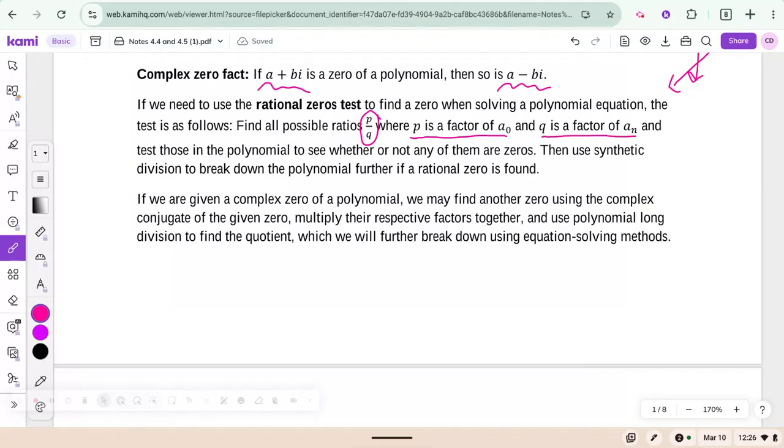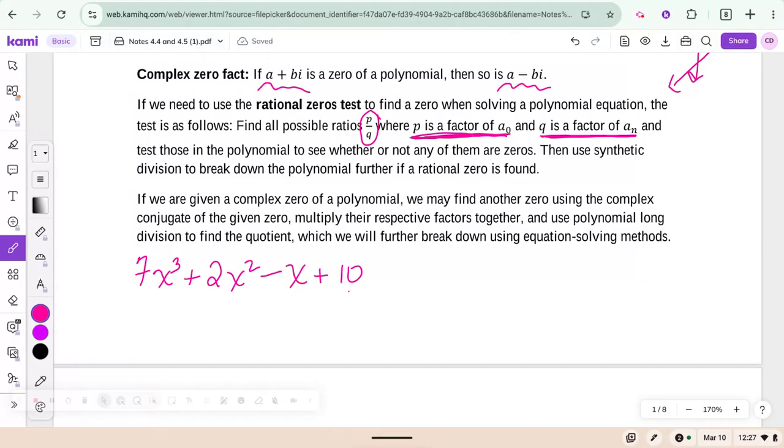What in the world does that mean? Well, a sub 0 is going to be the constant of your polynomial equation or function, and a sub n is the leading coefficient. So I wrote a polynomial earlier. Let me see. Give you an example. I'll just write it down here. We had something like 7x to the third plus 2x squared minus x plus 10, I think I said.